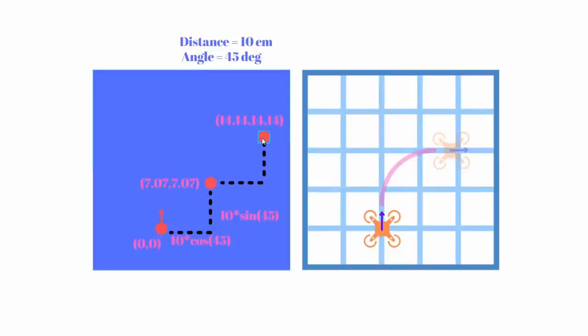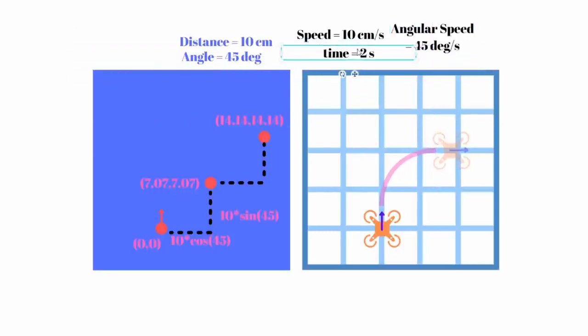So if we are moving at the speed of 10 meters per second and the angular speed of 45 degrees per second for 2 seconds, after 2 seconds we will be at 14.14 and 14.14 in our Cartesian coordinates. So this way, after every unit of time, we can measure and pinpoint exactly where we will be. So this is what we are going to do.